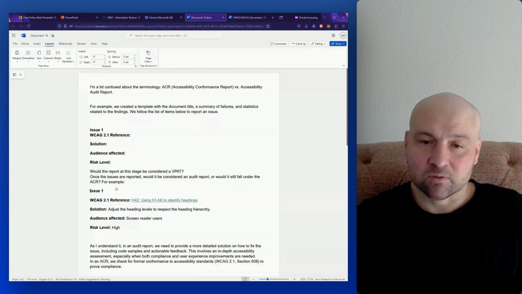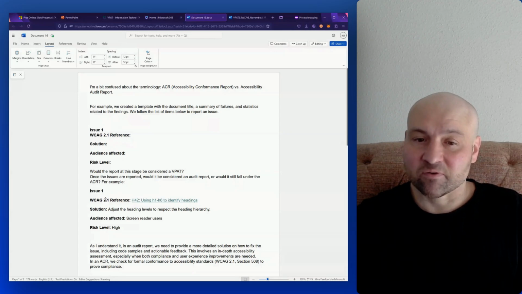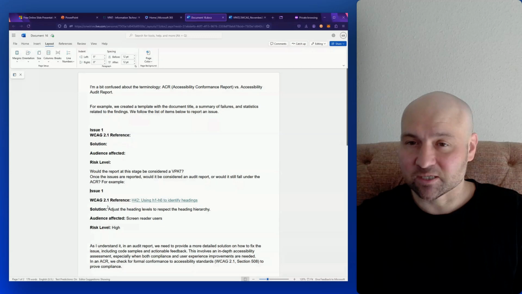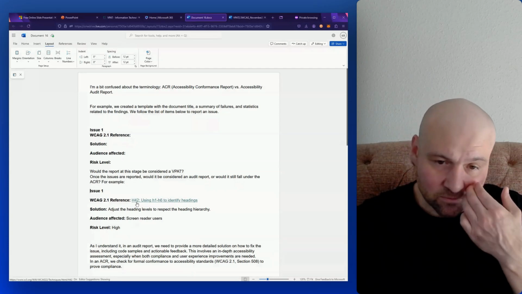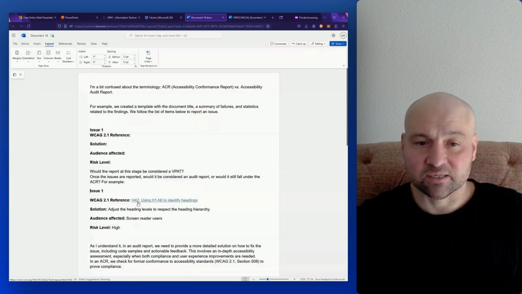And then we have this example that's given, issue 1, where we have the above information filled in. So WCAG 2.1 reference, solution. By the way, for any reference, I would include the actual success criteria. Solution: adjust the headings to respect the heading hierarchy. Audience affected: screen reader users. And then risk level: high. And then for the reference, we have H42, using H1 through H6 to identify headings.